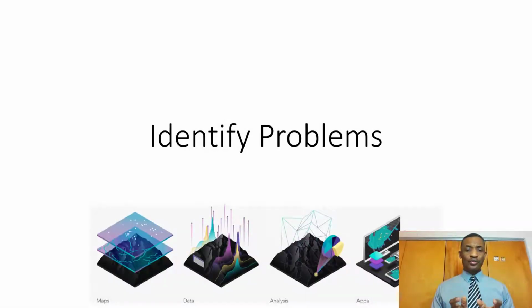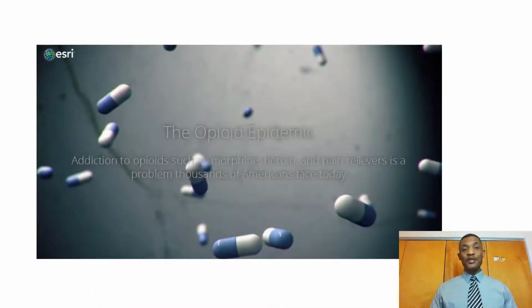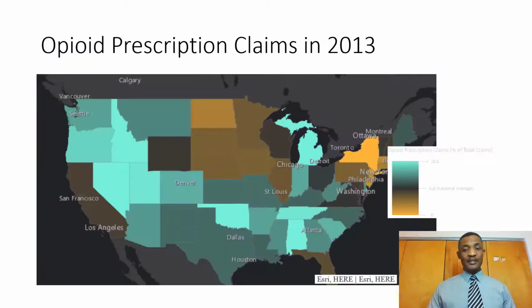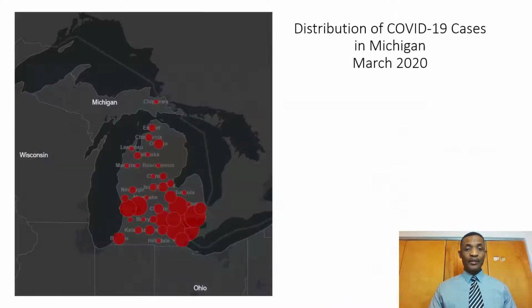GIS allows us to identify problems in our world. So we learn to know our world. One example is the opioid epidemic that we had recently that is still ongoing. For example, here in this map, you have a distribution of opioid prescription claims in 2013. The light greens represent the higher opioid claims, and the orange is more about the lowest prescription claims for opioid.